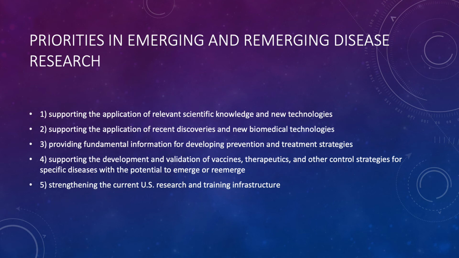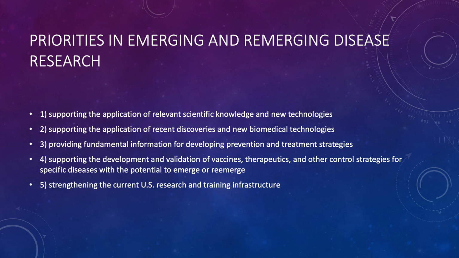So, the 5 main priorities in research of emerging and re-emerging infectious diseases include, 1. The support of application of relevant scientific knowledge and new technologies, which detect and identify emerging diseases by expanding research of ecological and environmental factors that influence disease emergence and transmission. Second, the support of the application of recent discoveries in new biomedical technologies that identify, manage, and control emerging diseases by expanding research on these changes and adaptations that influence disease emergence.